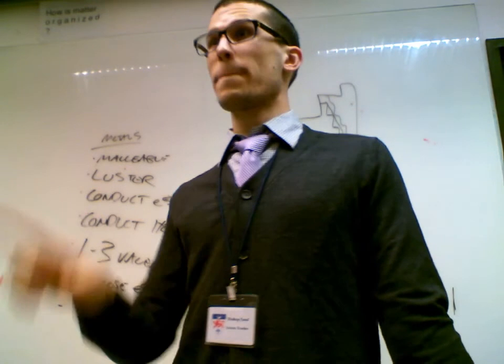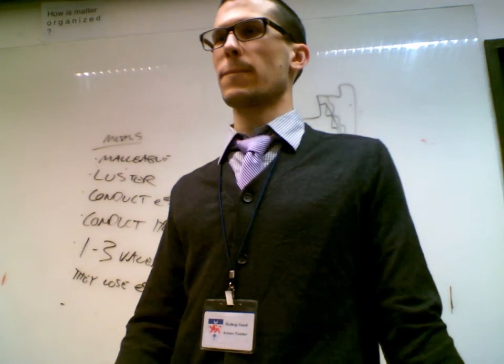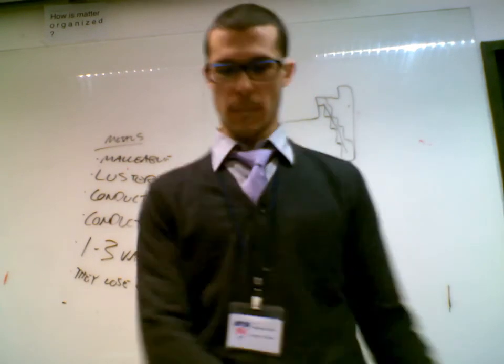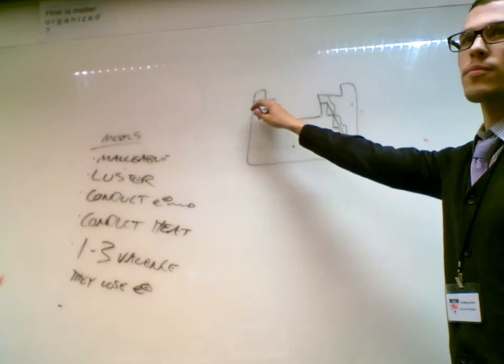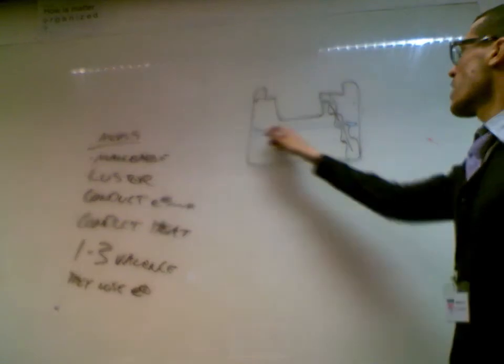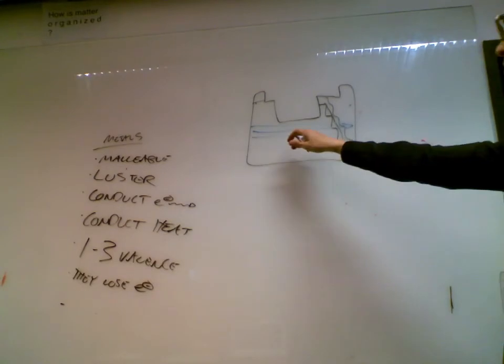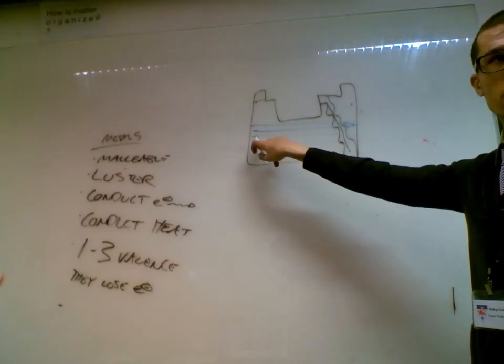Wait, so basically you're saying, on the periodic table, when you're going from left to right, that will be the same shell. You're staying in the same row, right? As you're going from left to right, the electrons are added to the same shell.